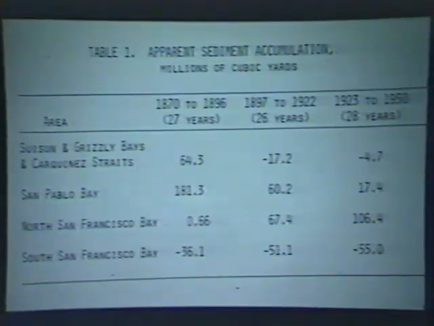San Pablo Bay similarly received a huge amount during the period 1870 to 1896. It continued, there was no decrease, it continued to accumulate sediment in 1897 to 1922, and still in 1923 to 1950 period. North San Francisco Bay didn't get much during the hydraulic mining years, but then it received more during the next period and still more during the last period. South San Francisco Bay, by contrast, deepened during all three periods.